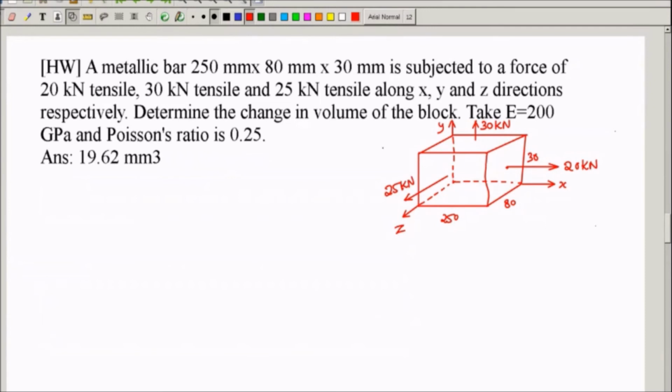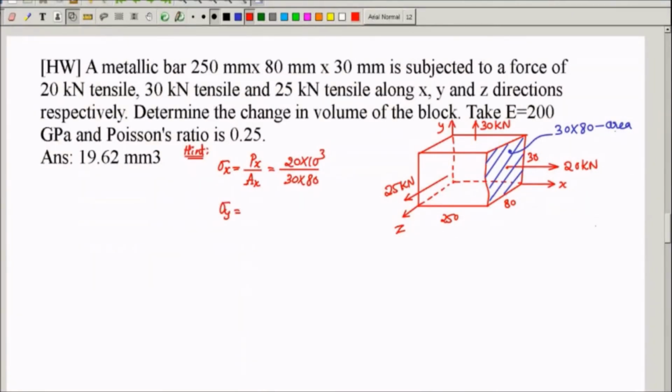Now using this, I can calculate what is sigma x. It is Px by Ax. P suffix x means load along x direction. A suffix x means area normal to x axis. Observe this, 20 kilonewton load is acting on this face. It is normal to this face. And what is the area of this face? Area of this face is 30 into 80. So this sigma x is nothing but 20 into 10 power 3 divided by 30 into 80.